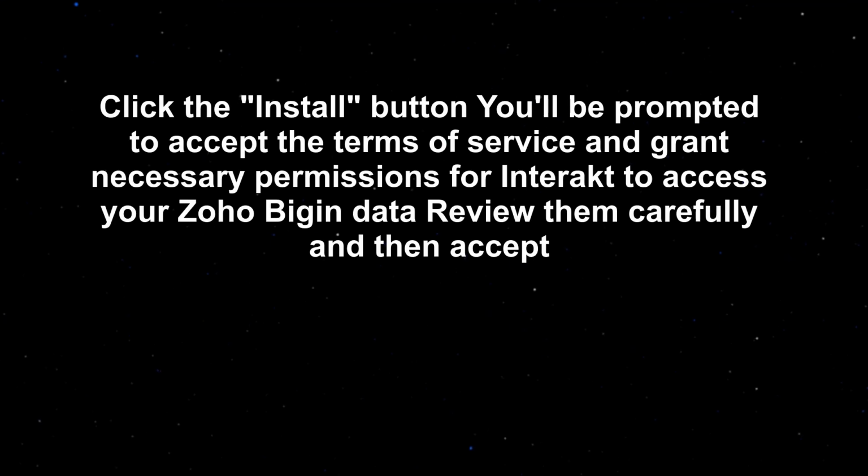Find the Interakt extension from the search results and click on it to open the details page. Click the Install button. You'll be prompted to accept the terms of service and grant necessary permissions for Interakt to access your Zoho Bigin data. Review them carefully and then accept.